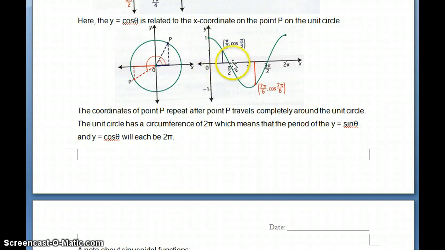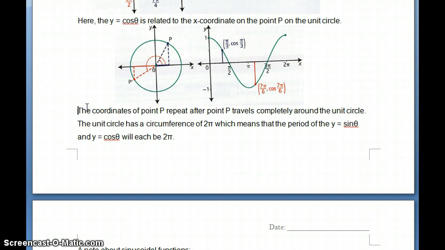When you're looking at pi over 2, your coordinate P will be (0, 1), and that's exactly where it is. That x value, cosine, will be 0. So that will be your y value there. All right, so there are some nice relationships there. We're going to keep on going here.